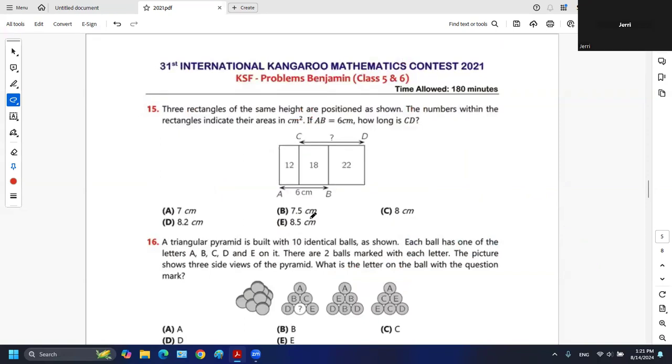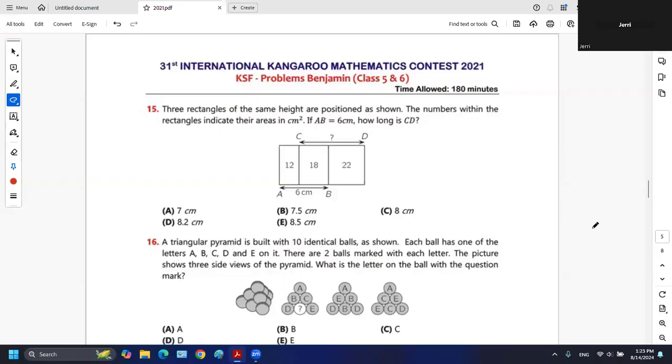Question number 15. When rectangles of the same height are positioned as shown, the numbers within the rectangle indicate their areas in square centimeters. If AB equals 6 centimeters, how long is CD? So we'll put this as F, and then C, and D, and E.